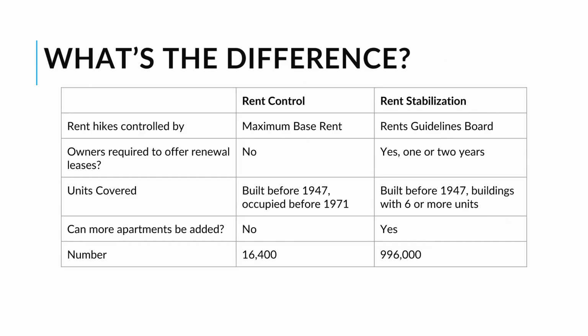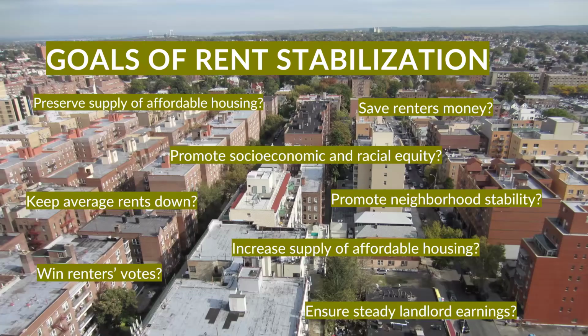And now let's just talk briefly about what some of the goals of rent stabilization are. It's one of these policies that could have so many different goals, but to be able to judge its effectiveness, we should think about why it's being established. It could be to preserve affordable housing, save renters money, promote socioeconomic and racial equity. Could be all these things. Could also just be a cynical ploy to win renters' votes. I imagine a lot of conservative outlets think that way.